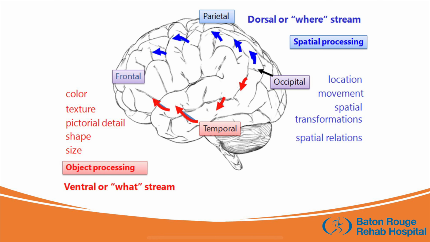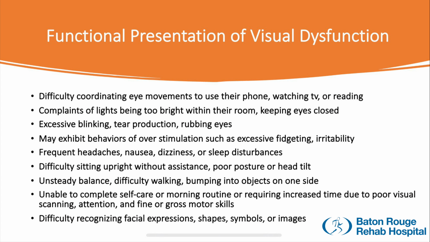Understanding the entirety of the visual pathway and the corresponding functions of the lobe as it passes through is important when treatment planning for our patients. We want to be sure that we implement appropriate interventions, as visual dysfunction may present differently depending on the area of the brain that was damaged. So what does visual dysfunction actually look like in practice?